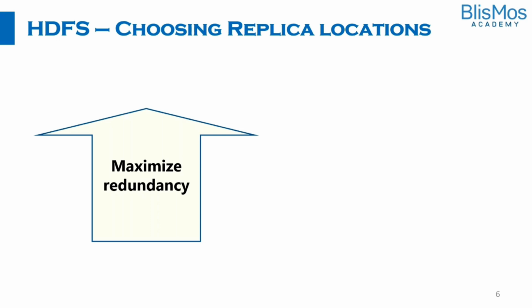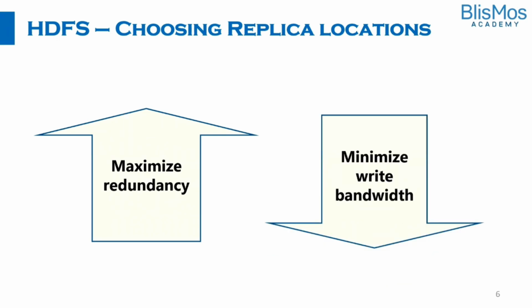How do we really choose the replica locations? That is a very important aspect to be considered. We need to choose the replica locations by maximizing the redundancy and minimizing the write bandwidth. What are these? As we know, redundancy is nothing but having more replicas of the same data. If you have 2 copies of the data, then you are safe. If you have 3 copies, you are much safer, right?